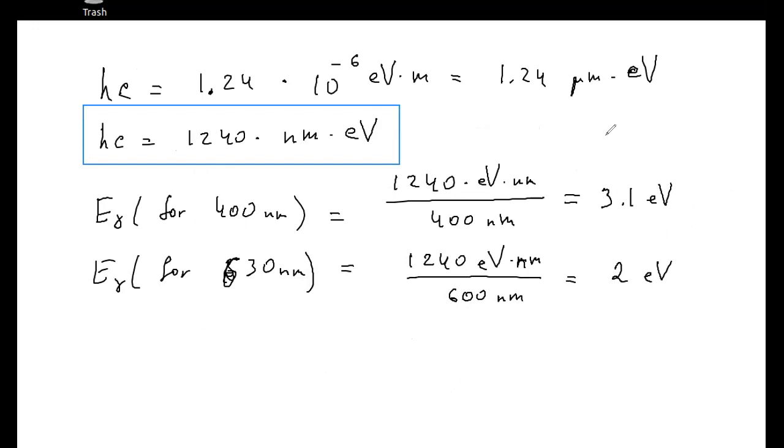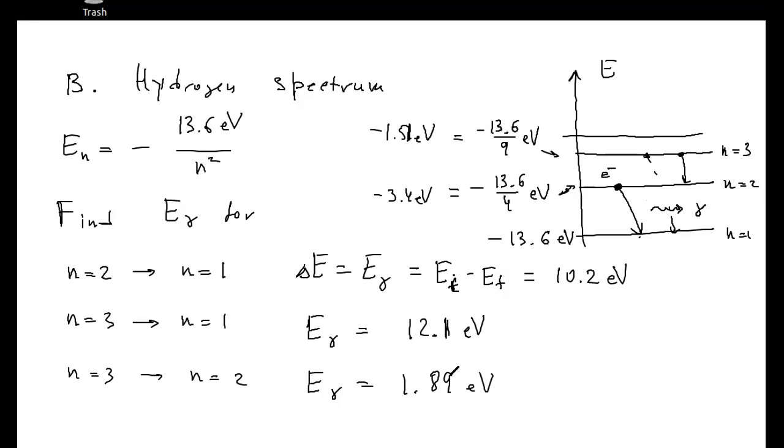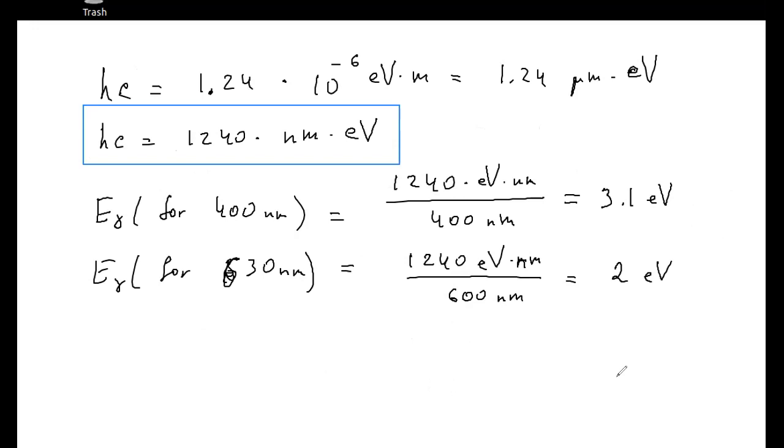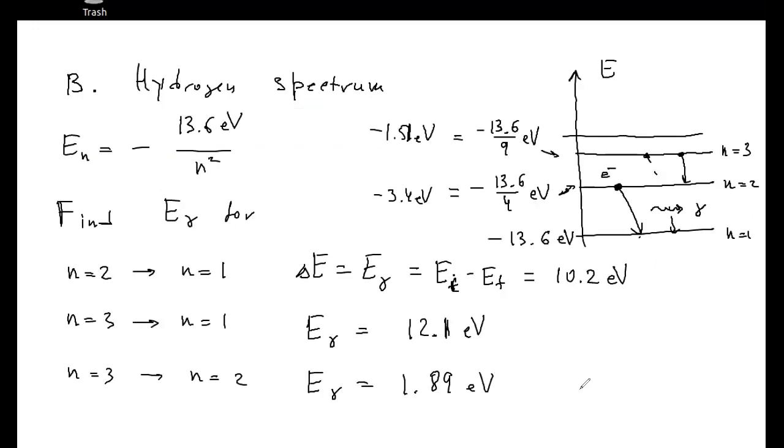If you have higher energy than this, it's already not visible light. It goes beyond the violet color. What can you say about this one? It's something very close to red. Yeah. This is very famous H alpha light.